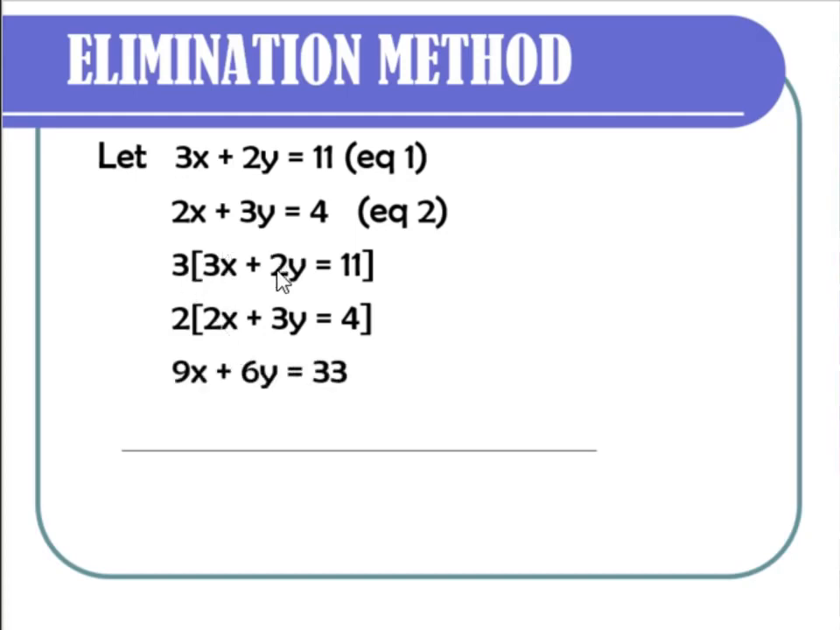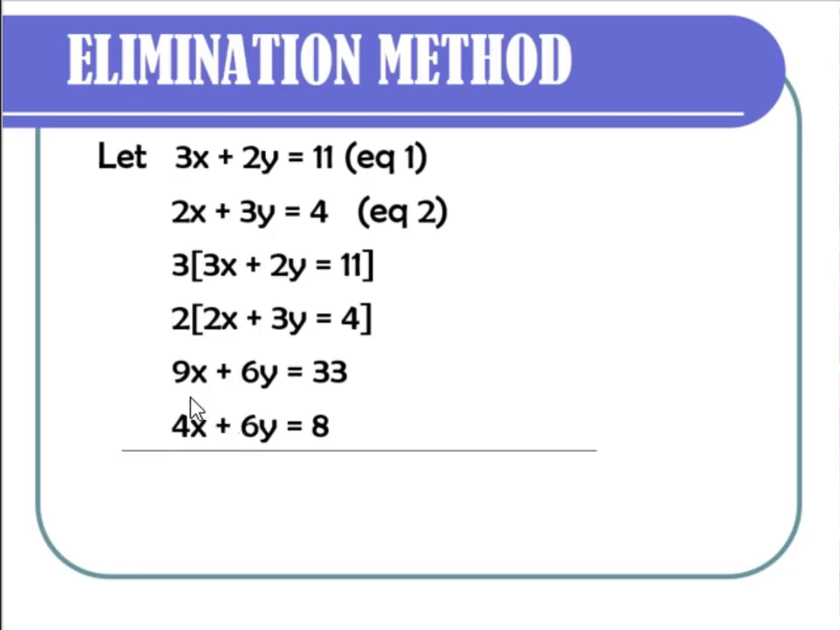And 3 times 2y is equal to 6y. 3 times 11 is equal to 33. Yung equation 2 naman natin, 2 times 2x is equal to 4x. And 2 times 3y is equal to 6y. 2 times 4 is equal to 8. Ngayon, mapapansin natin na ang coefficient ng y ay pareho ng positive 6. Since pareho siyang positive 6, pwede na ngayon natin siyang i-eliminate by subtraction.